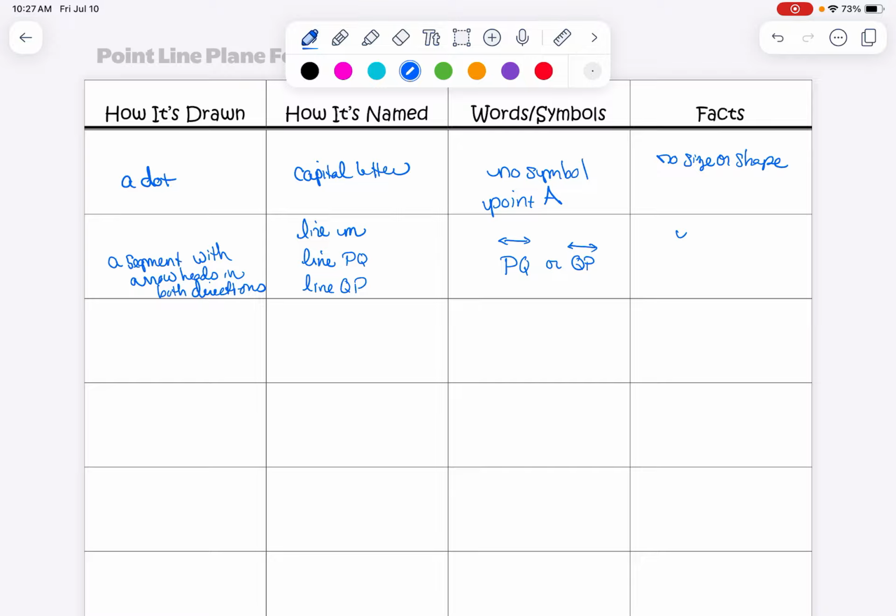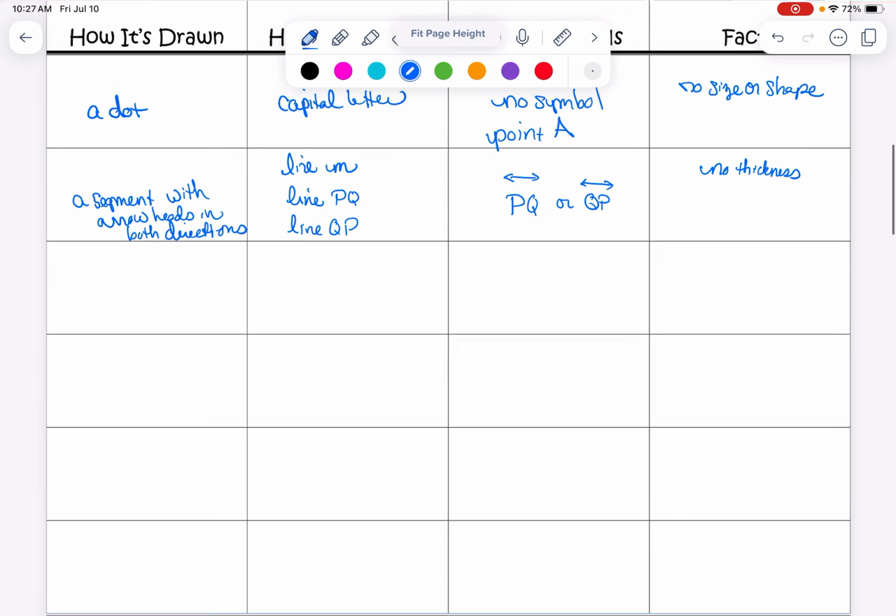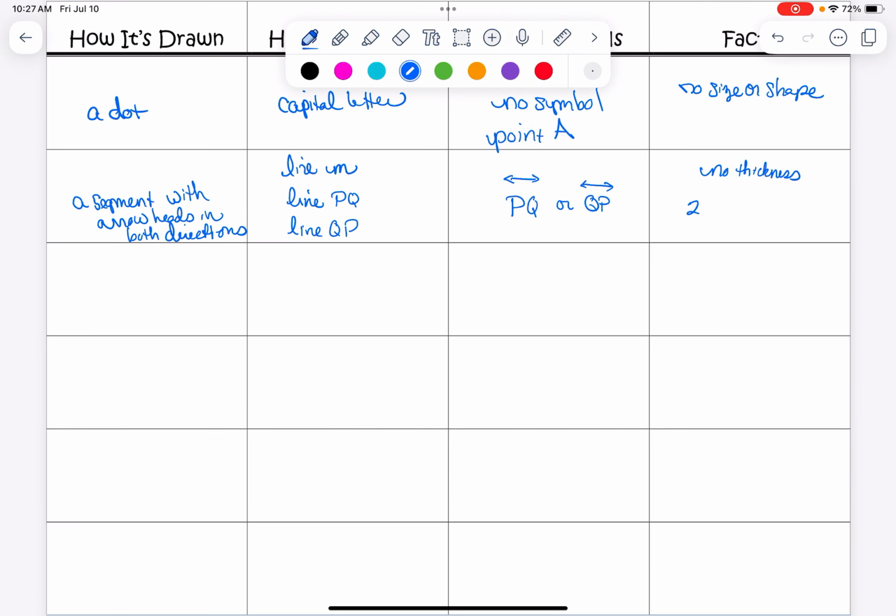And there is no thickness. And we have to use 2 points to name a line, always 2 if we're naming it by points. So if we had a big old line with 17 points on it, we don't have to name it by its 17-point name. This isn't line A, B, C, D, E, F, G. It's line FG or line BC or line EF, only 2 points to name a line.